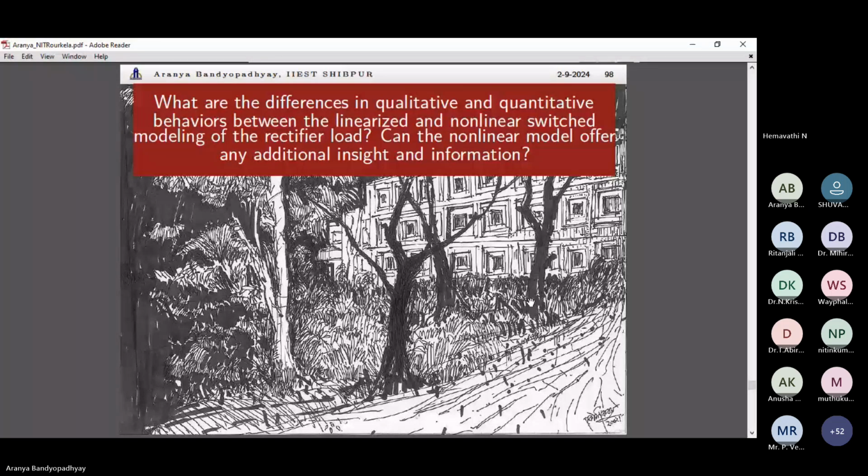Isn't it so? And what we do most often is that we basically linearize the whole nonlinear load based on first harmonic approximation, and basically take a kind of linearized load in the case of that highly nonlinear load.